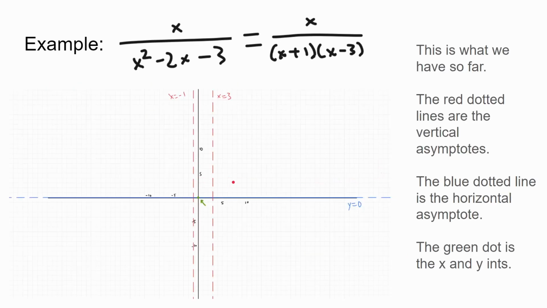And we can see that on this graph where we plotted down the vertical asymptotes and the blue dotted horizontal asymptote. So again, we have the x equals -1 and the x equals 3 vertical asymptotes here. We have the blue horizontal y equals 0 asymptote, and the green dot is the x and y intercept, which is (0, 0), so the origin.